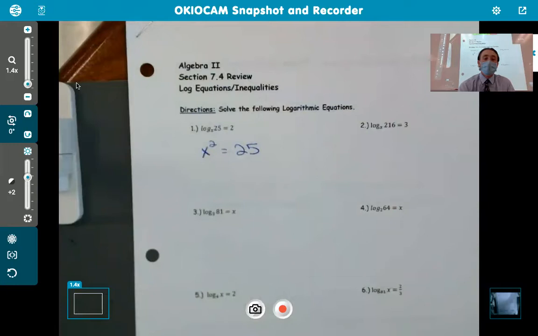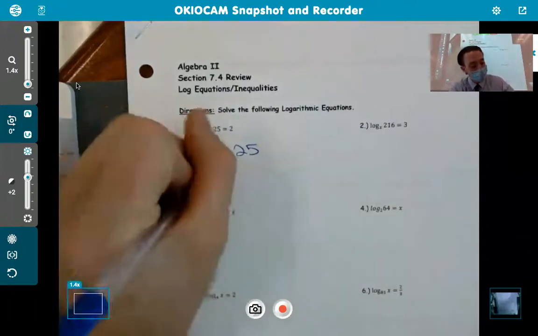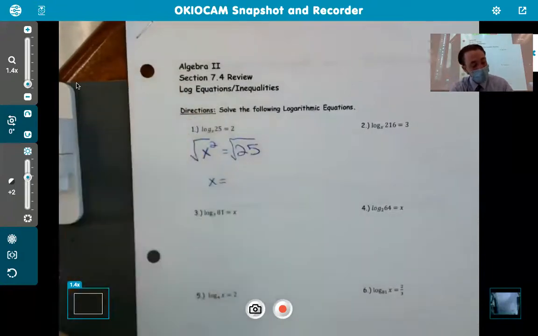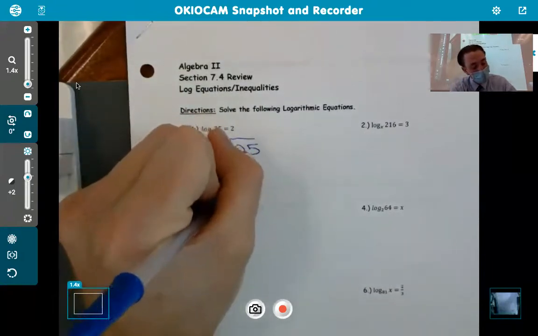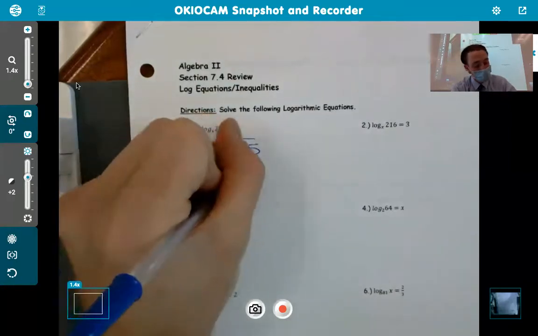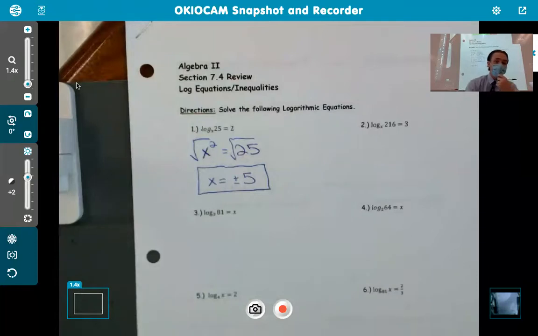Anybody have an idea how I would solve this? What can I do on both sides? Right, to undo a square, you can take the square root. So we saw this as a part of one of our examples. I can take the square root on either side, and I get x is equal to plus or minus 5. All right, either one of those answers is going to work. So make sure you're doing square root method, you take that into account.